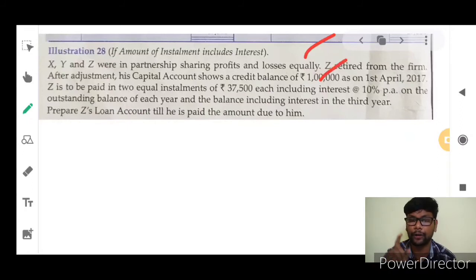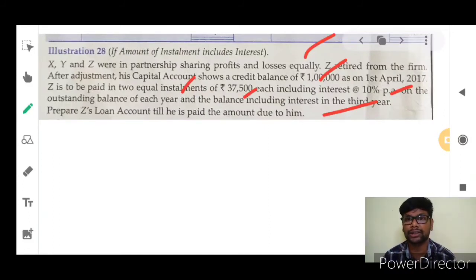Then after that, the firm should pay in how many equal installments they are going to pay, whether it is principal plus interest method or all together. Okay, we are going to discuss one by one. On the first date of 2017, Z is to be paid in 2 equal installments, 37,500 each, including interest at 10% per annum on the outstanding balance of each year, and the balance including interest in the third year. The firm has decided to pay its liability in 2 equal installments of 37,500 only.